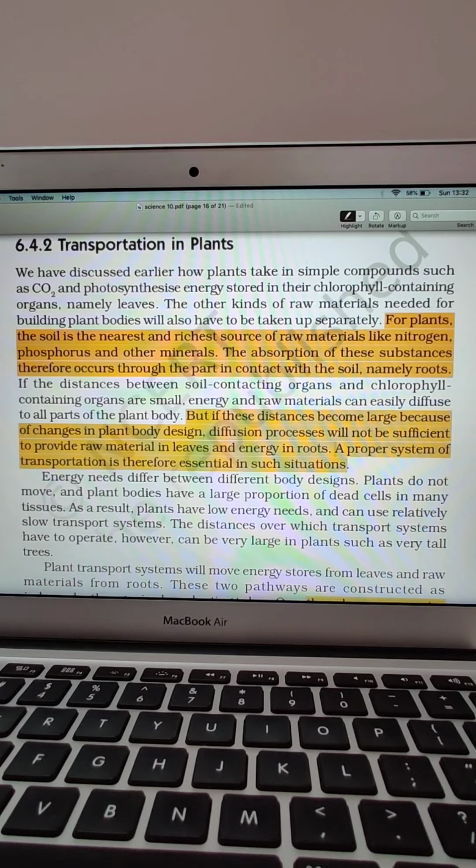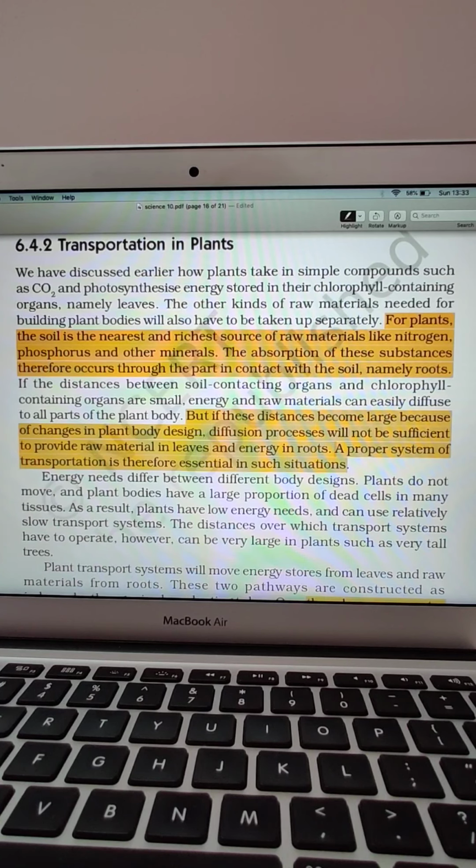Coming to the other group of plants, which are larger in length, that is, the tall plants, the distance between the soil, root and chlorophyll is large. So it requires much energy for its transportation. Why? Because the raw materials cannot be easily diffused over this large distance, and so the plants require a proper transportation system.